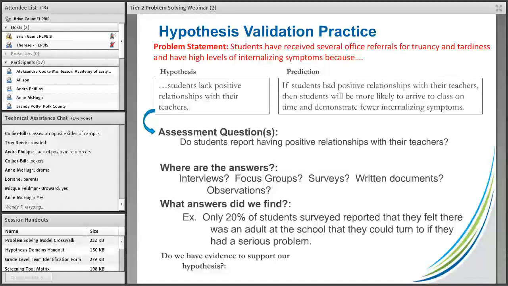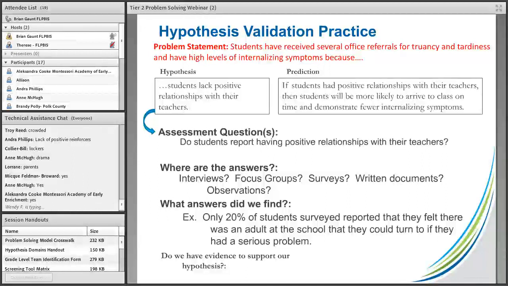And when we start thinking about tier two, of course, we want to make it relevant to the group of students that are on our radar at this point. Do these students, in fact, report not having those positive relationships? We could have done a poll of the whole school and found that only 20% did, but does that 20% include our kids that we're looking at for tier two? That would be a piece we could drill into.